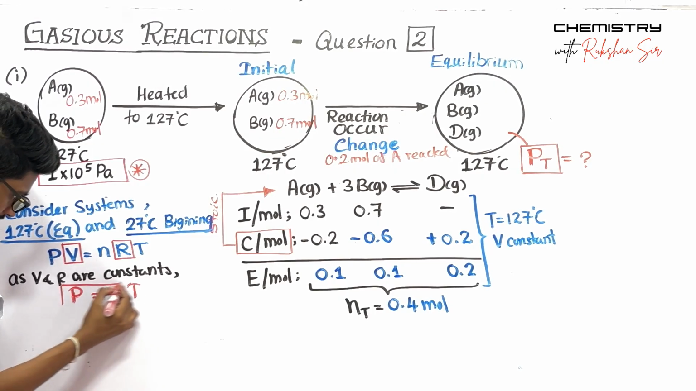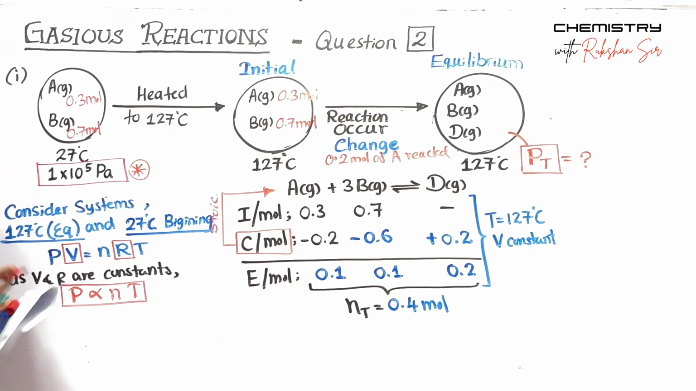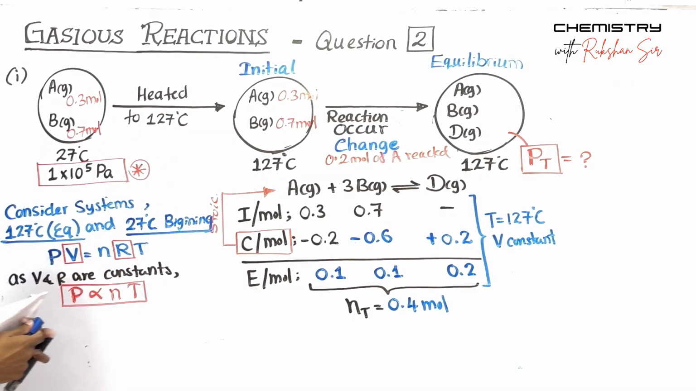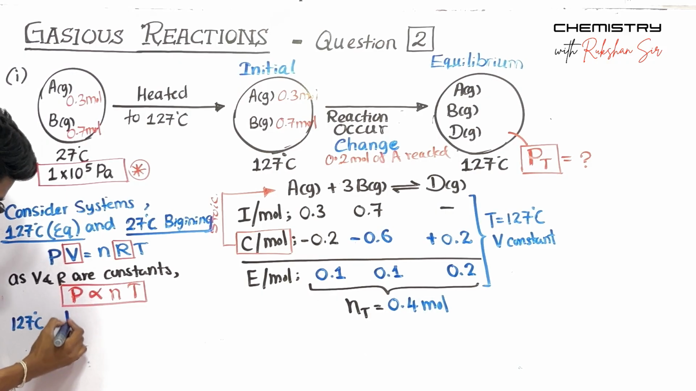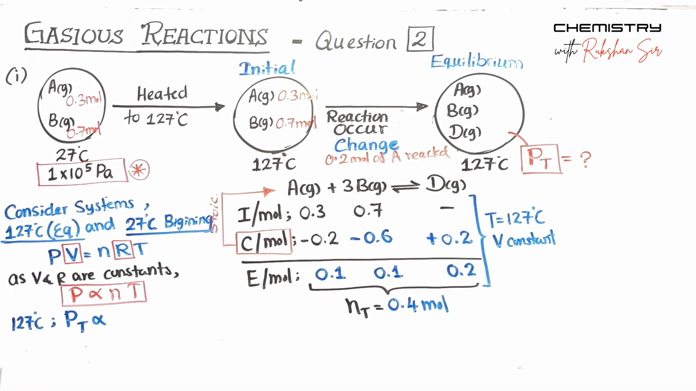This will be NT. Proportional, right? So let's apply for these two systems, right? So this is for the 27. So first for the 127 system. 127 Celsius system. So when we apply its pressure, that is what we need, P total proportional to N.